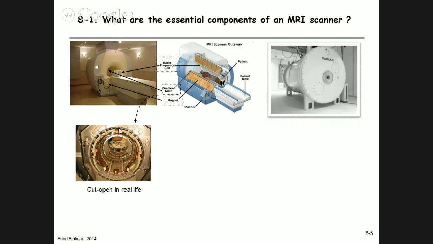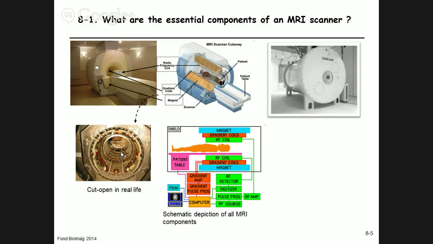Okay, so if one cuts open a magnet, so now it takes the nice cover away, cuts it open, then one can see the different components. Here, this is the gradient coil, the radio frequency coil, and the magnet will be behind here. And then you draw the whole thing as a schematic, and you get something like what you have now on the screen. We're going to cover all that.